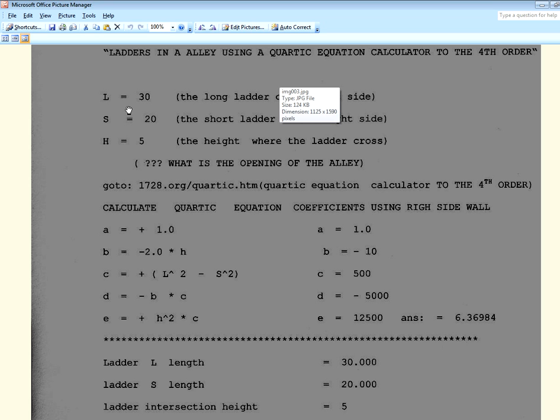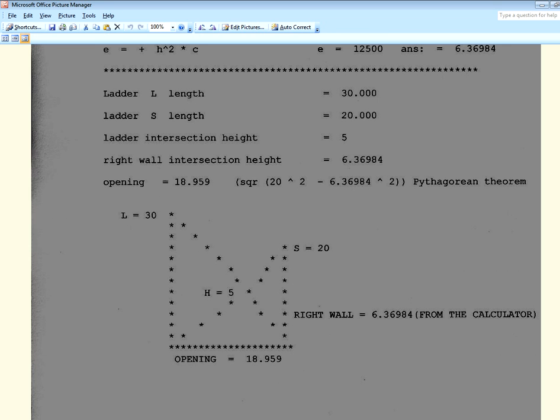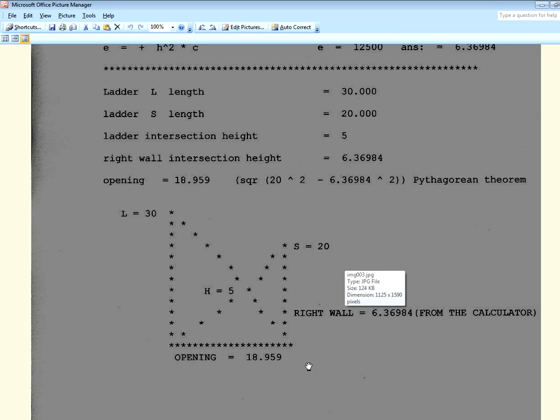Now, one ladder is 30 feet long, the other ladder is 20 feet long, and where they crisscross is 5 feet up. Now, in a quartic equation, it gives you these five elements that you plug in, and that's going to give you one leg of the triangle on the right hand side, this leg over here. You then have to take the hypotenuse, square it, minus that right hand leg squared, subtract it from the other, and that's going to give you the opening of the alley.